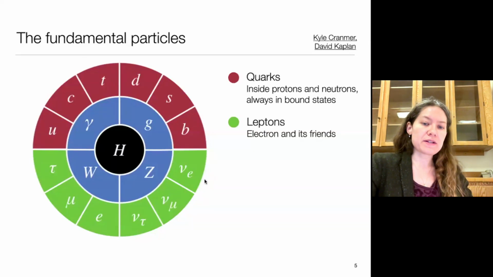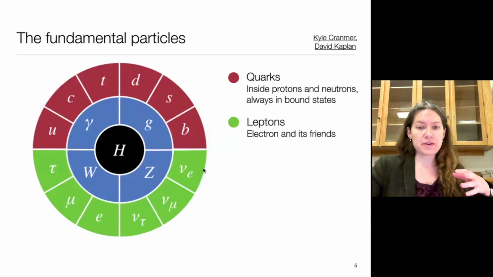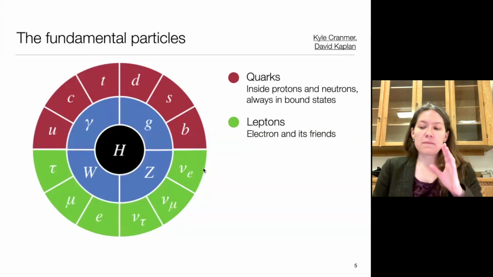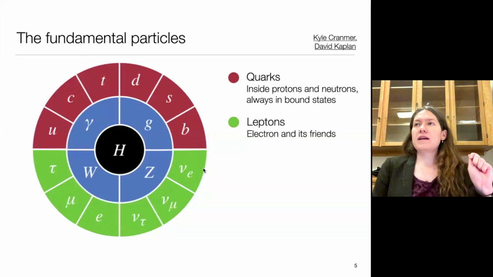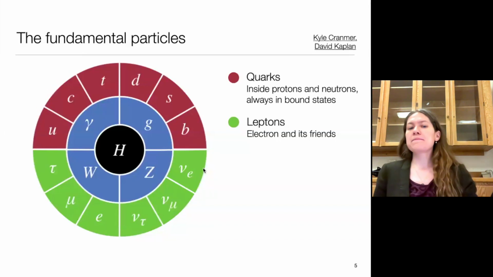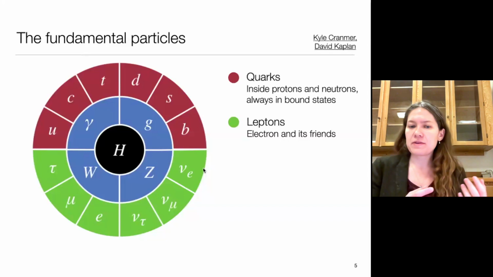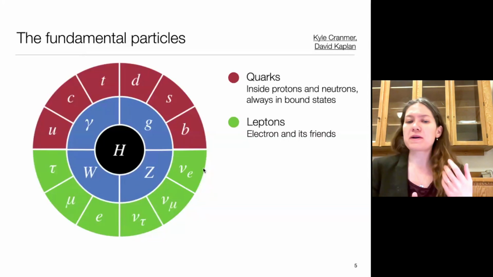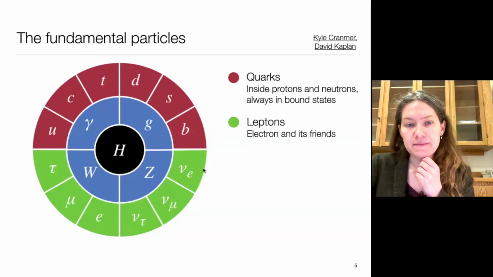This side over here, these ones with the little V shape, these are called neutrinos. They're also leptons, but they behave very, very differently. They barely interact. Their interactions are super weak and their masses are super tiny. So they're kind of a fun anomaly, and they're one of the open areas of research in particle physics. So we'll talk about that in a few minutes.